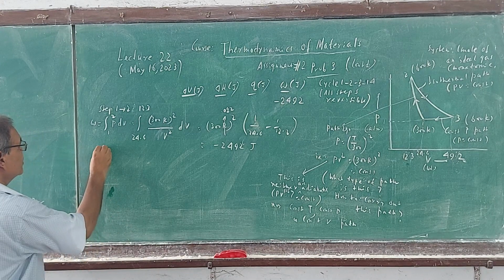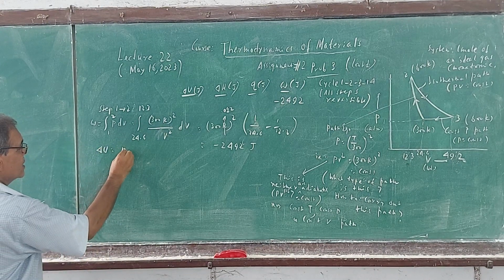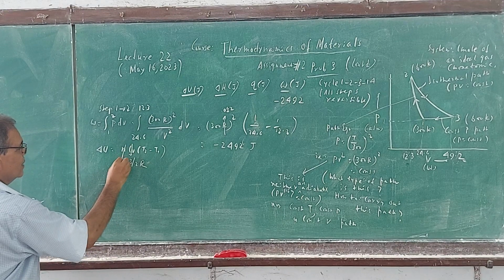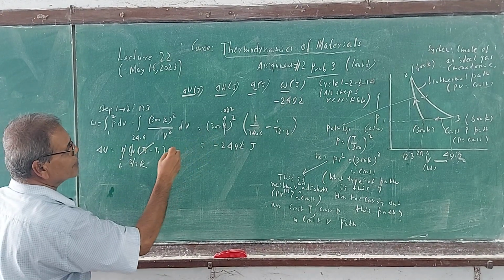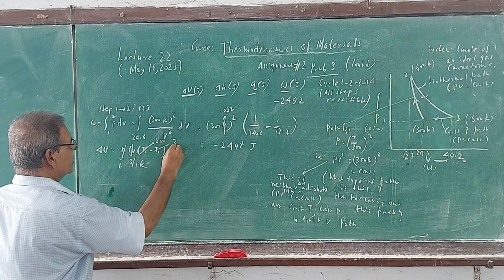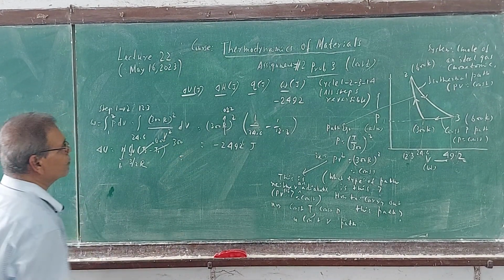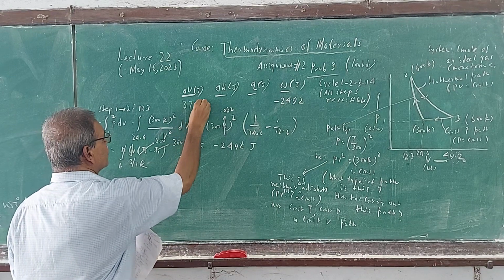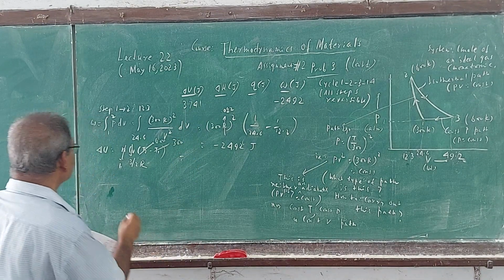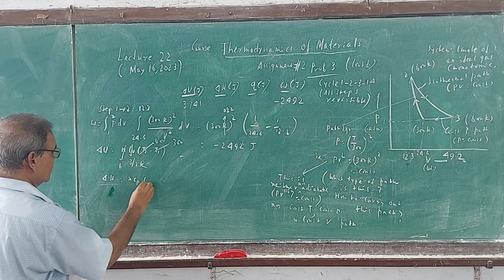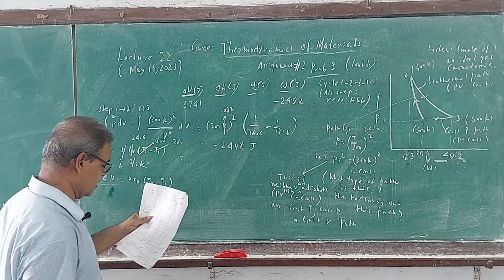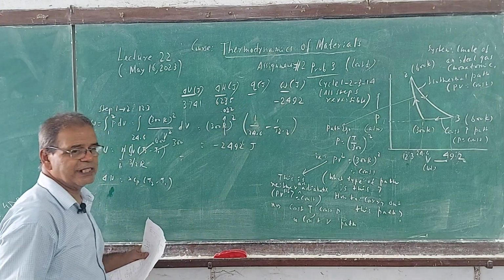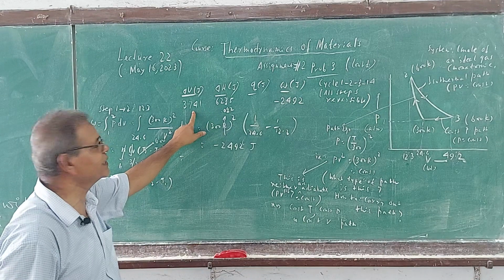What else? Delta U. You can do it yourself. Delta U is what? NCV times T2 minus T1. CV is 3 by 2 R. N is 1. T2 is 600 minus 300. Substitute all this and you will get a value. I am giving the value, 3741 joule. Similarly, delta H is NCP times T2 minus T1, do it yourself. Then it will be 6235. You can very easily get this.